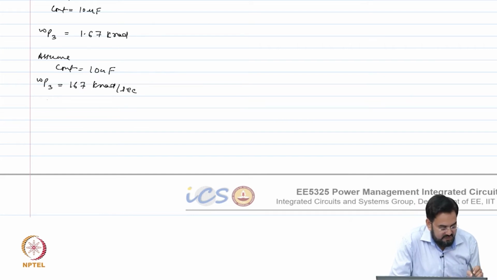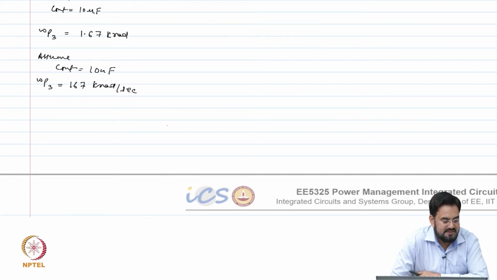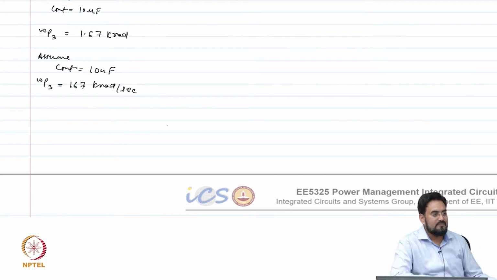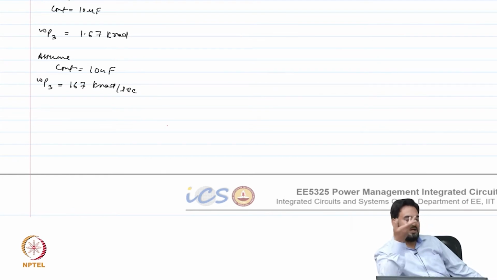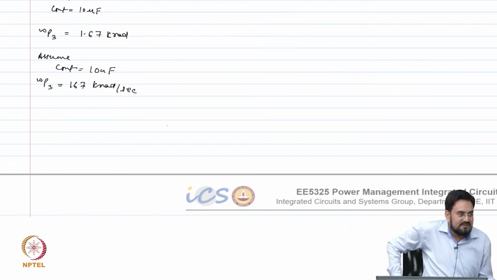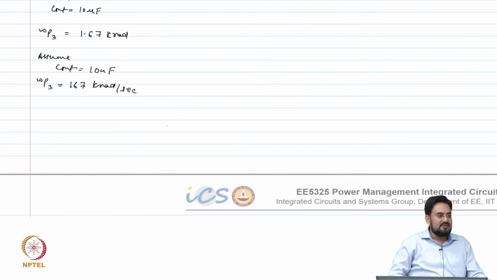So, if I have to design for this 10 nanofarad case and 10 milliamp, how are we going to compensate? How can you compensate this? No, C out is fixed, 10 nanofarad. Then you do not have any choice. You have only choice to put the capacitor at omega P2.